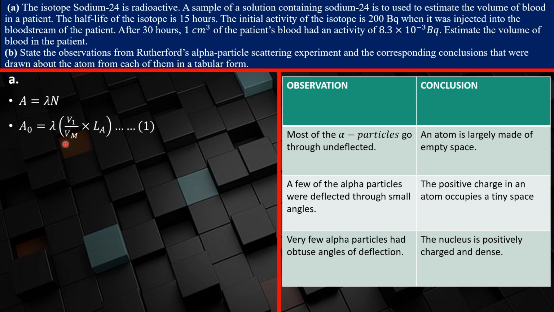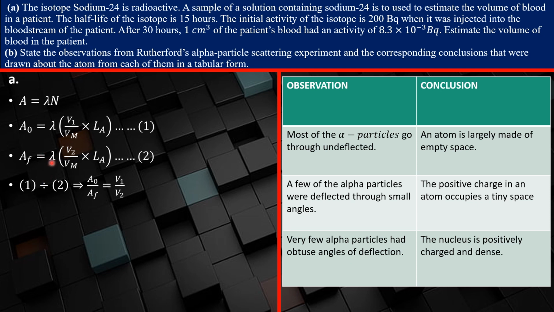Now this molar volume really does not matter. Why? Because we don't know if you are doing this experiment at STP or RTP. We really don't know anything. So we'll just keep that molar volume there as some molar volume Vm. Now that's our equation one, right? So A final will be lambda, which is unchanged because it's just linked to the half-life, that's not changing. And then we have V2 over Vm times L.